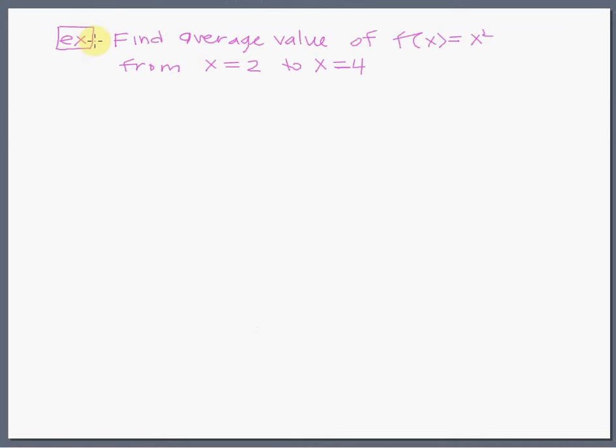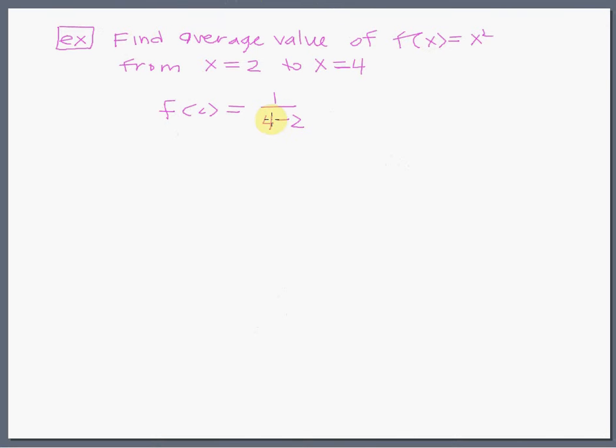Okay, so if we're asked to find the average value of f of x equals x squared in the interval from x equals 2 to x equals 4, we can use that average value theorem. So we're going to say, okay, we're trying to find f of c. So f of c equals 1 over b minus a. So this is our interval that we're looking at, so it would be b is the 4, a is 2.